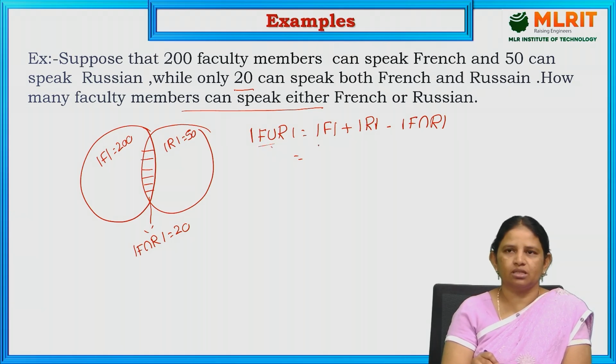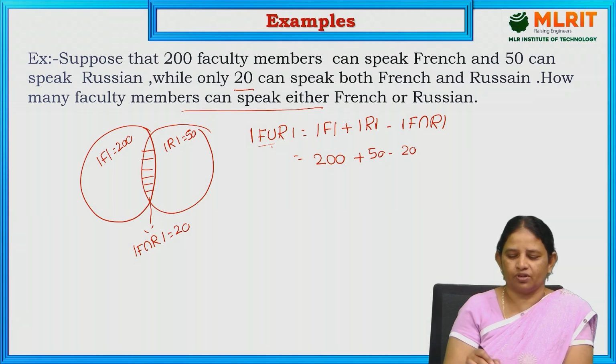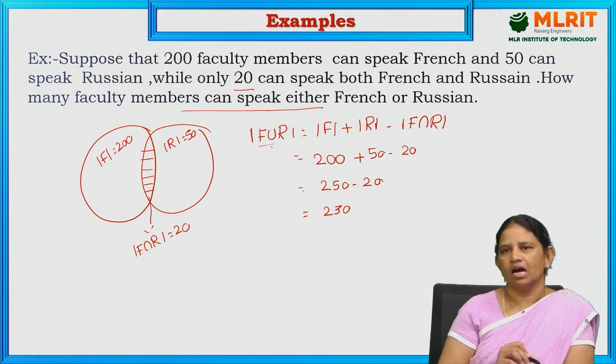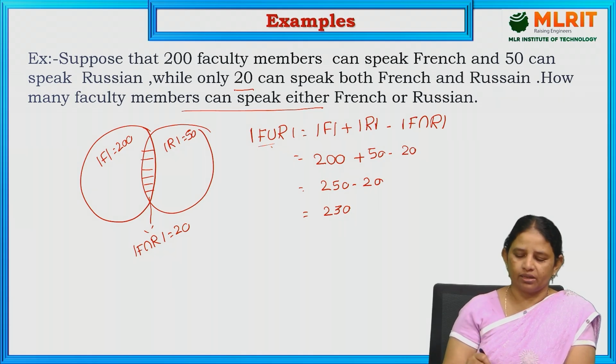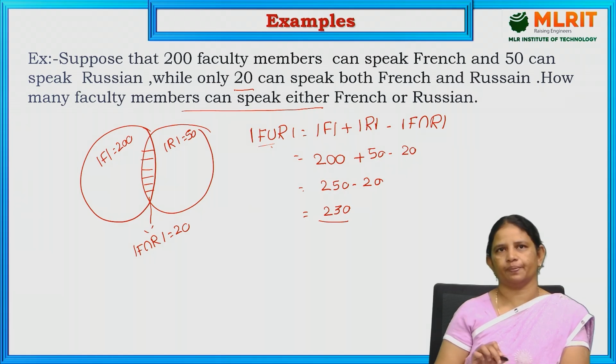Mod F means the total number of people who speak French, mod R means Russian, minus both, that is 20. 250 minus 20 is equal to 230. Only 230 people can speak either French or Russian.